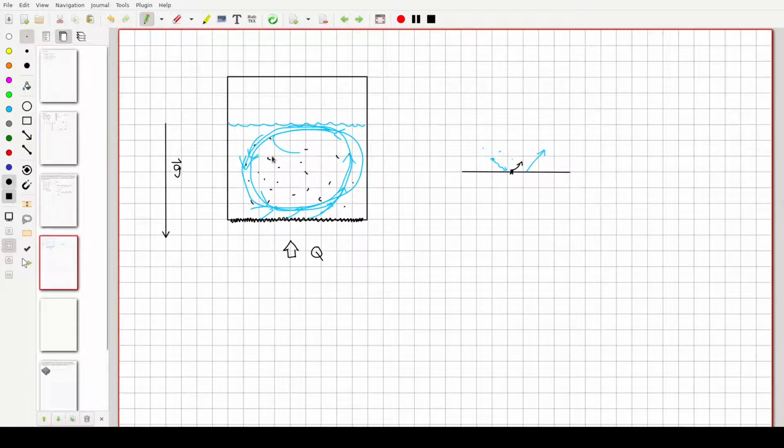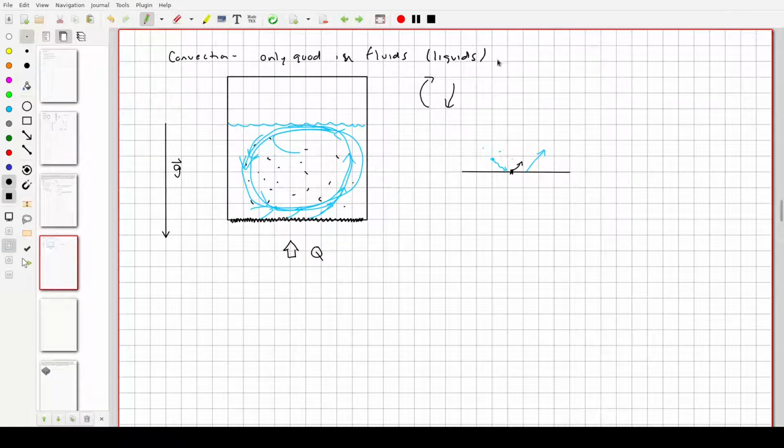If you've ever cooked with a convection oven, inside the oven what's happening is it's moving air around, trying to maintain a constant uniform temperature throughout the oven. Now convection only works if your atoms and molecules are able to move around like this. So convection is only good in fluids. That is, liquids or gases.